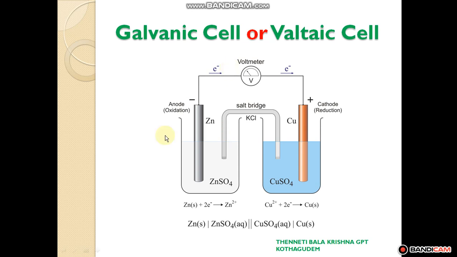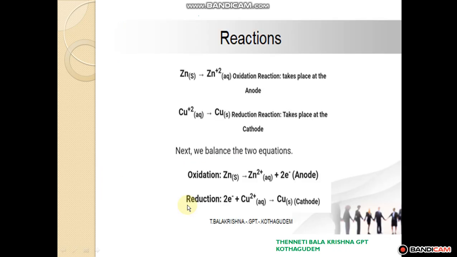Oxidation takes place. Oxidation means losing of electron. Here zinc is ready to lose the electron. Zinc is converted into zinc plus 2 by losing 2 electrons.